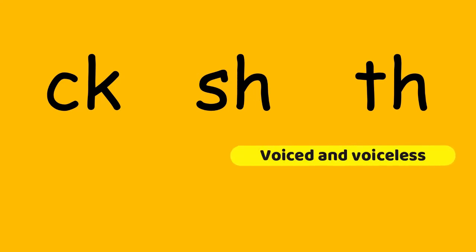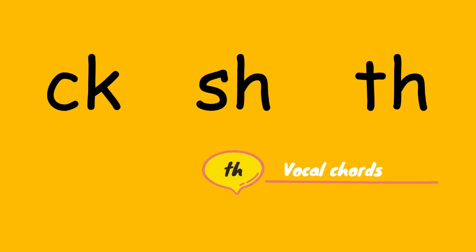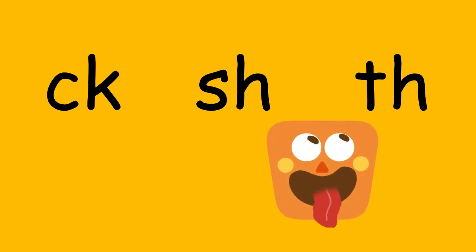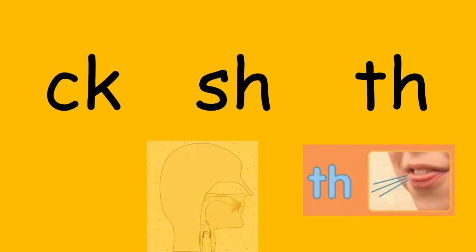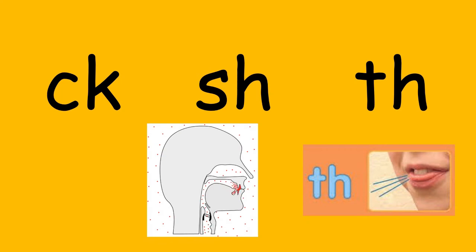TH makes two sounds, voiced and voiceless. When the voice is created in your vocal cords, it's called a voiced sound. And when the vocal cord doesn't make any movement, but the sound is created because of the positioning of your tongue between your teeth, then it is called a voiceless sound. To say the sound of this blend TH, you must position the tip of your tongue between your upper and lower front teeth and say, yes, that's right.